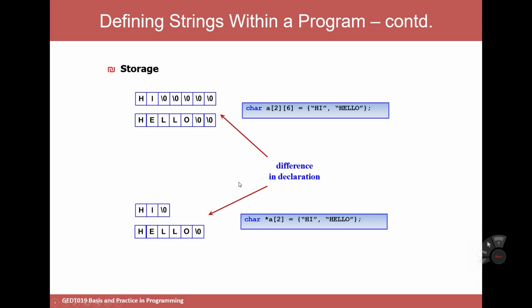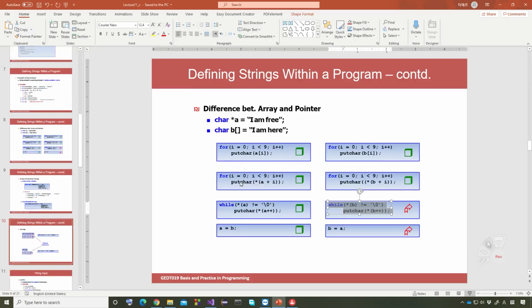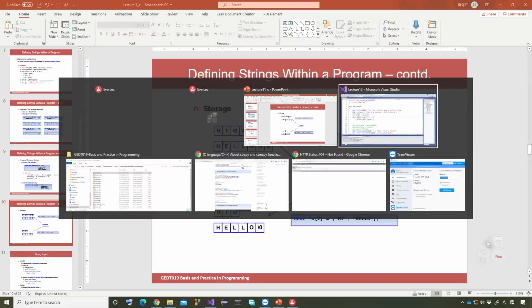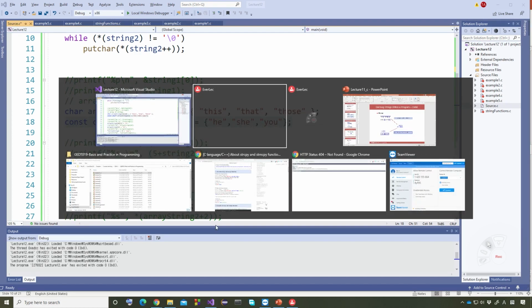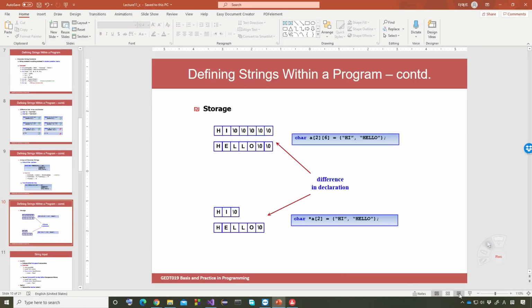Now, what is the difference if we define an array of strings in two ways? I showed you before, we defined the array of strings the classic way, and I defined the array of strings this way. So what is the difference between them? The difference is in the memory. So let's see what the difference is.